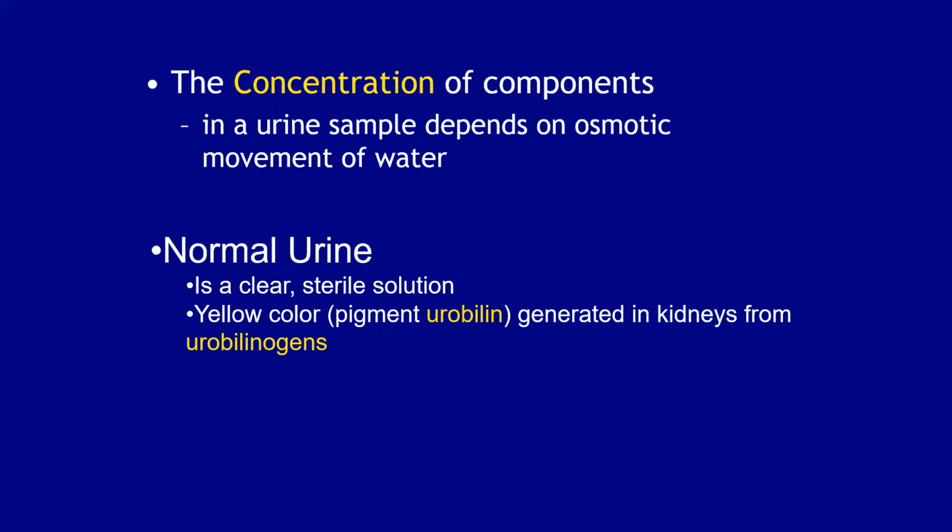sterile. The yellow color comes from urobilin, and that comes from the urobilinogens. If you go back to digestion, you remember where those come into play. I always get the question, can you drink your own urine? Well, if you're in a boat in the middle of the ocean and that's all you have, well, I guess you could. But when it leaves your body, if you are in homeostasis, it should be a clear, sterile solution.